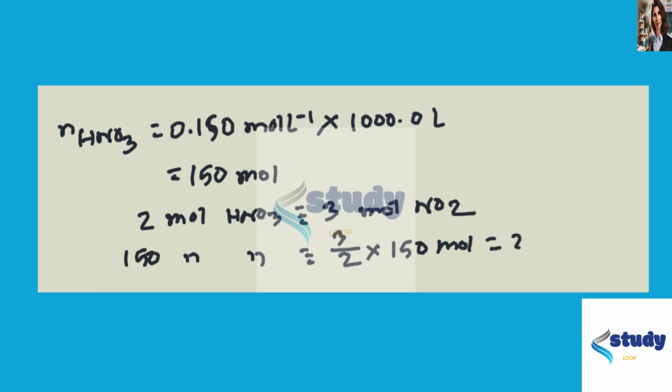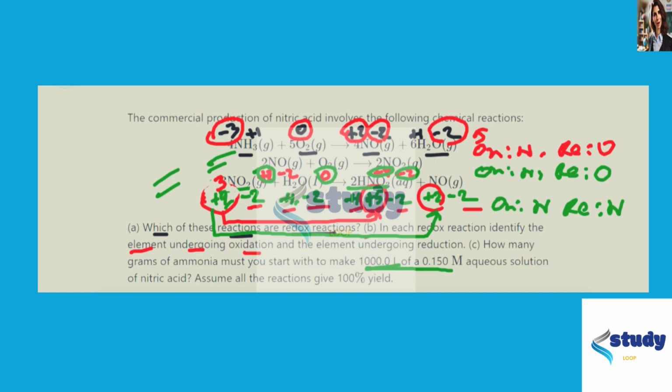225 mole of nitrogen dioxide. So 225 mole of nitrogen dioxide is required to form 150 mole of HNO3, but we are here to find out the number of moles for the ammonia. So we'll have to go backward to find out the number of mole of ammonia we need.